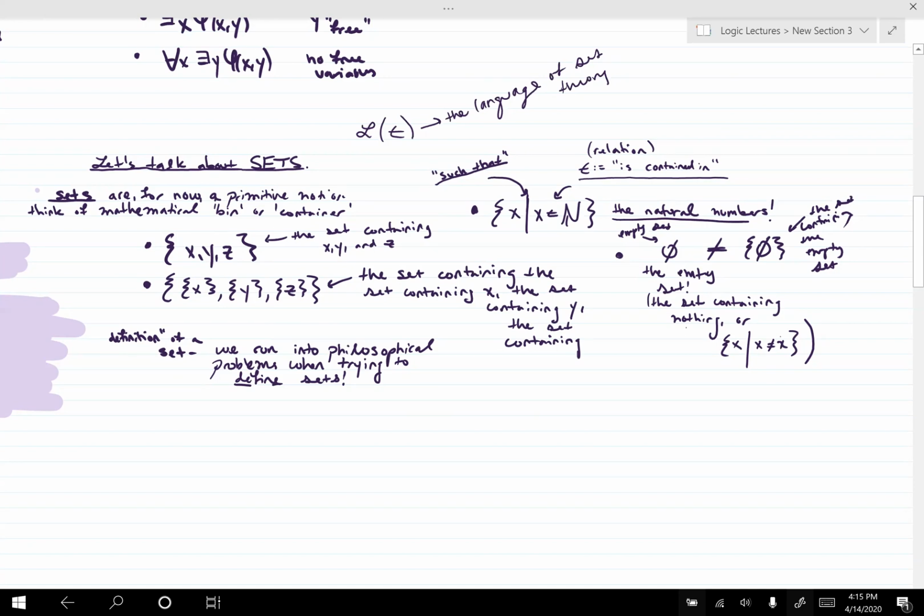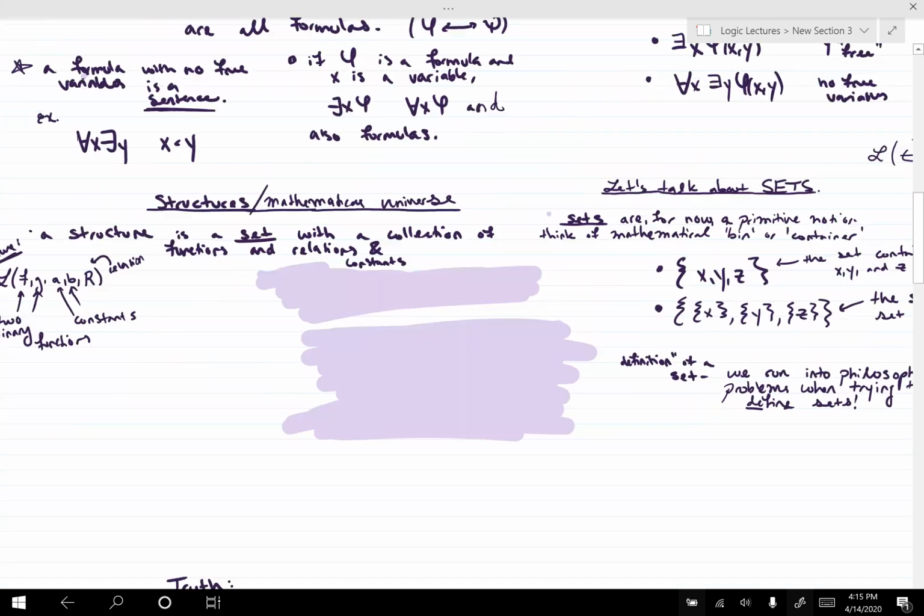And the empty set, for people who aren't familiar, is not the same thing as the set containing the empty set. By empty set, I mean the set literally containing nothing, or x such that x does not equal itself. And this idea of nested empty sets will take us very far. Hint, hint. Remember this for later. Okay, so just a very little bit about sets.